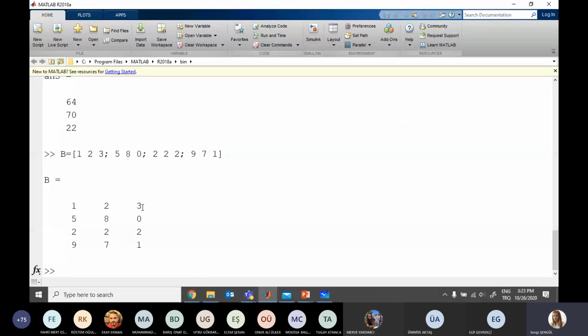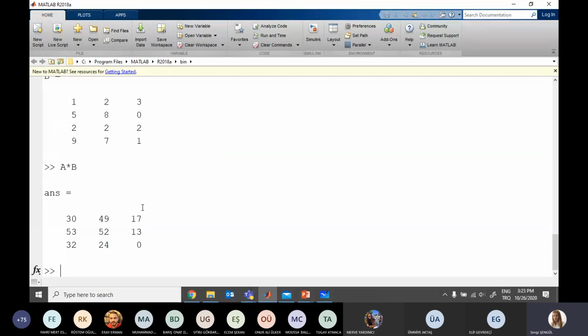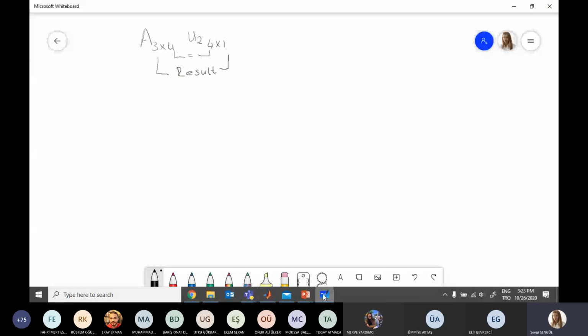And the size of B is 4 by 3. If I multiply A and B, I will get a 3 by 3 matrix. Remember that A is 3 by 4, B is 4 by 3, and these are equal to each other, which means that I can multiply them, and the result will be 3 by 3. This is true.